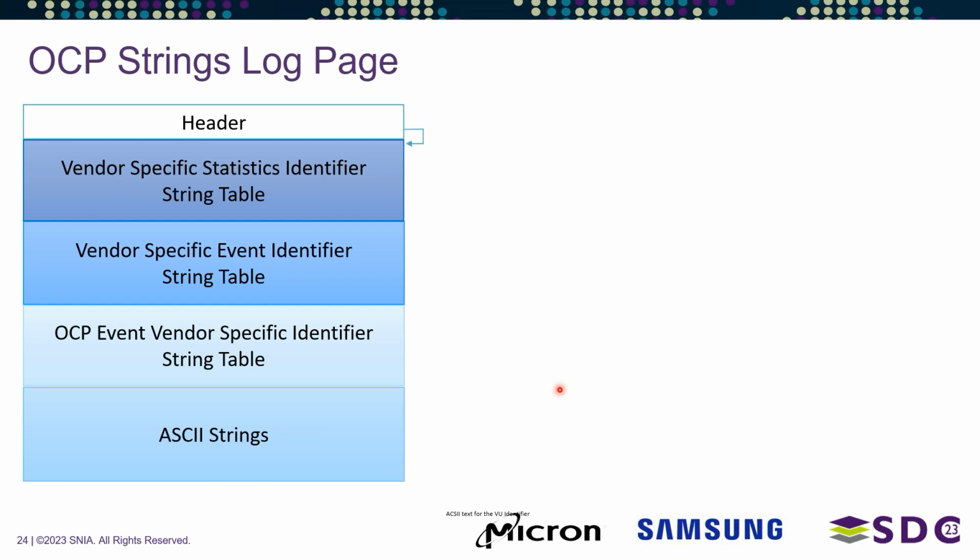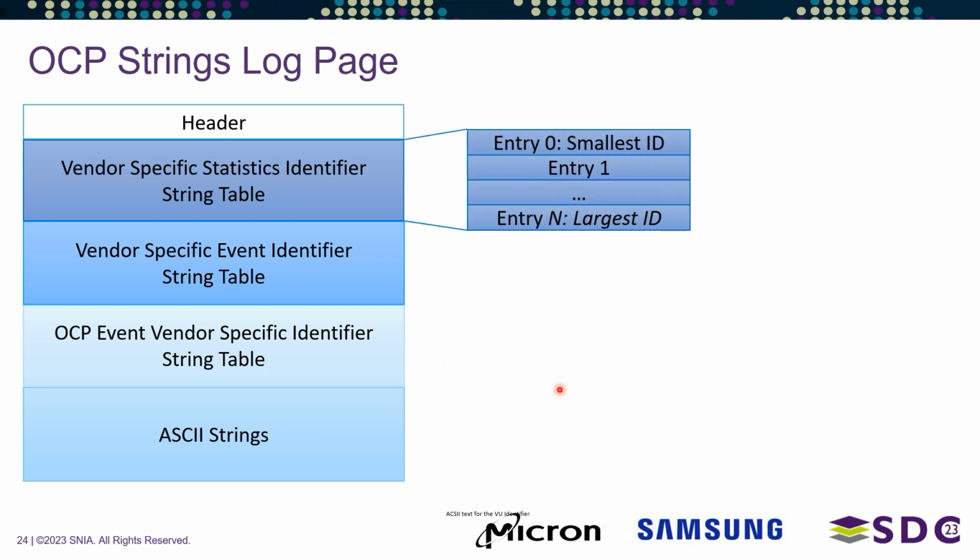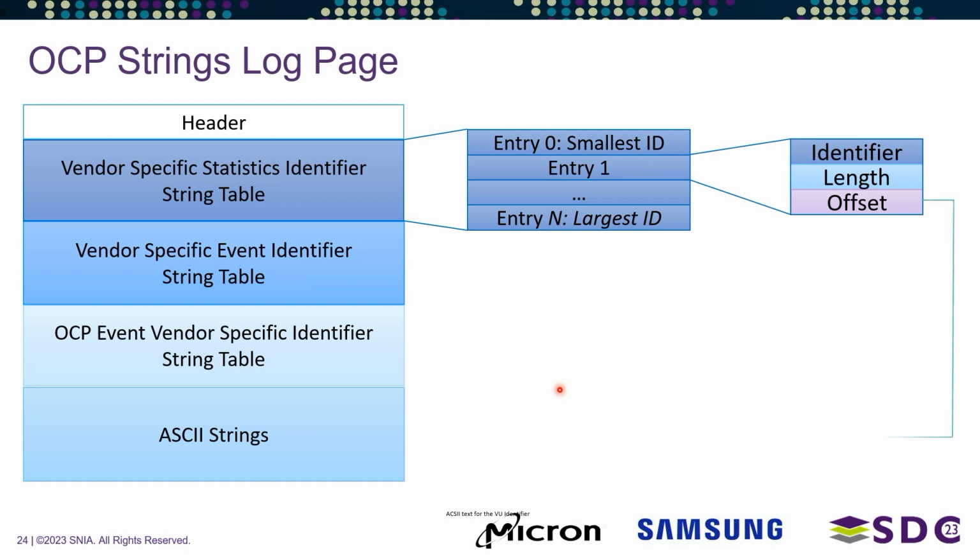The header just has pointers to where each of these sections are, and they're all relative to the start of the strings log page. When you look at the statistics, you have to put them in order, so your parser knows that these are in order. When you look at an individual entry, it just has the vendor-specific identifier, how big the string is, and then a pointer into the ASCII strings relative to the ASCII string section.